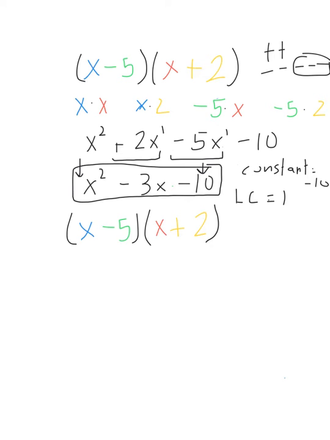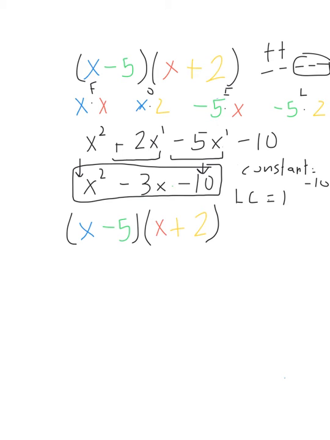So this method is called FOIL because we have the first terms, the outer terms, the inner terms, and then the last terms. It's called FOIL.